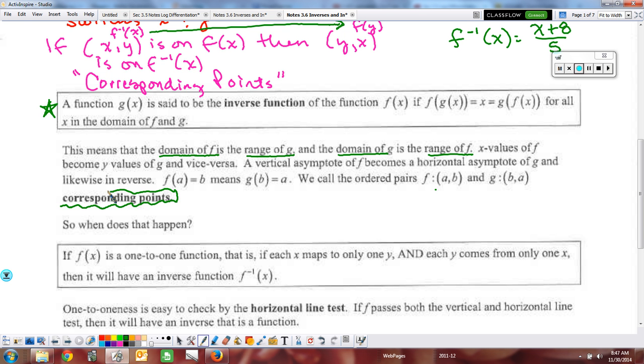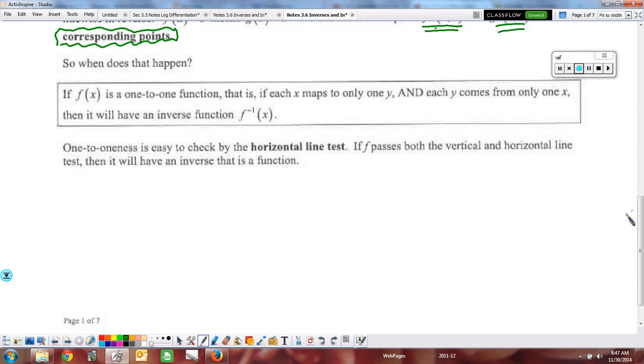You are going to keep hearing this notation, corresponding points, to recognize that if I have (a, b), then I know (b, a) is on the inverse. If I know (b, a) is on the inverse, I know (a, b) is on the original. When will a function have an inverse? When it is 1 to 1. Each x goes to only one y, each y goes to only one x, and it passes the horizontal line test. So if you have a function that passes both the vertical and horizontal line tests, then it will have an inverse that is a function. And that's going to be a key to what we're looking at.